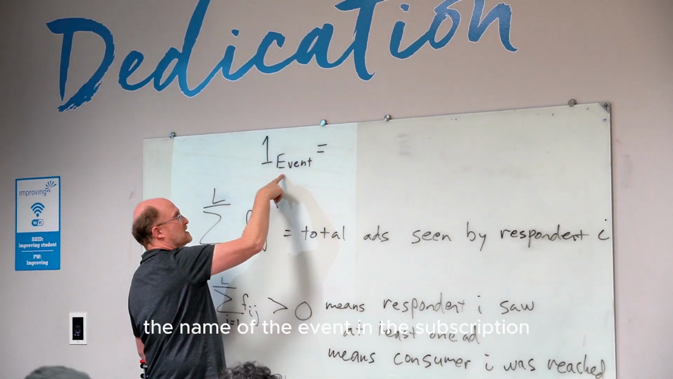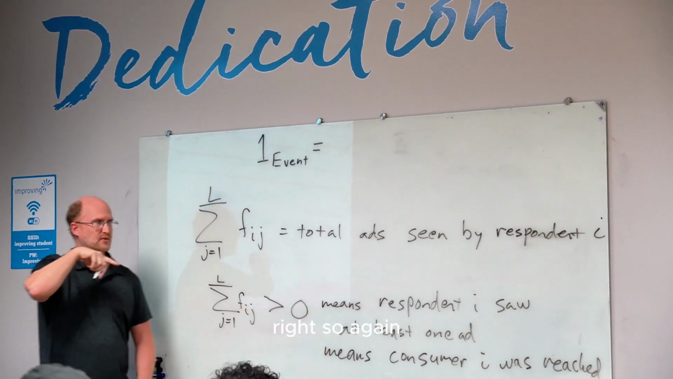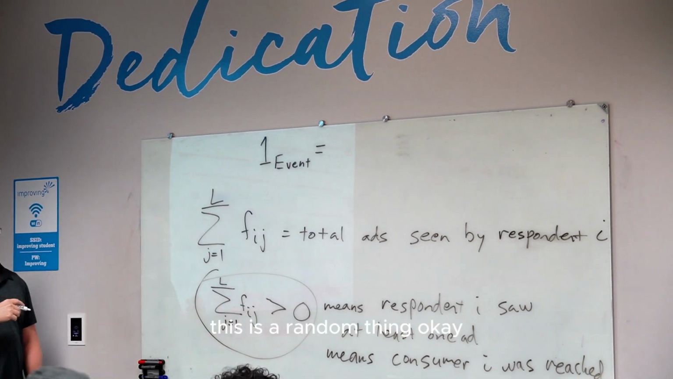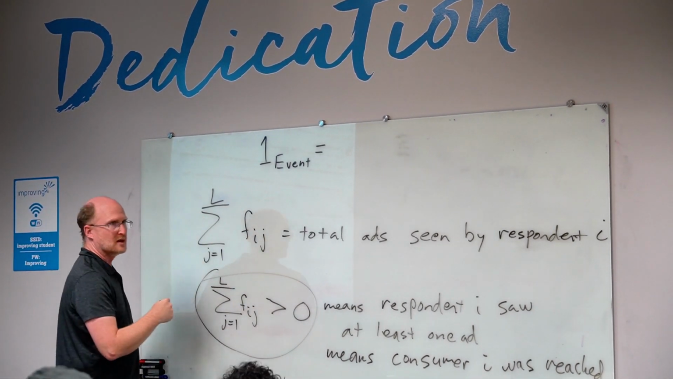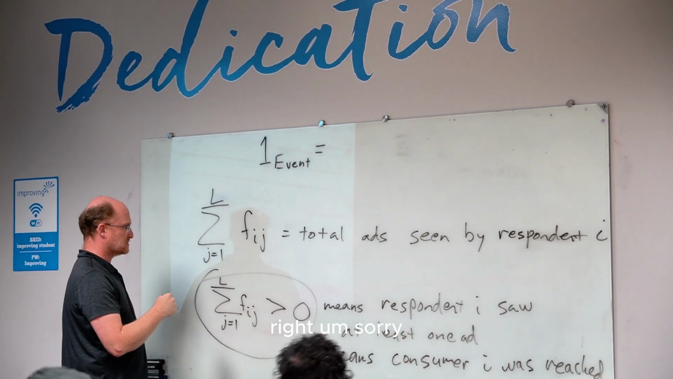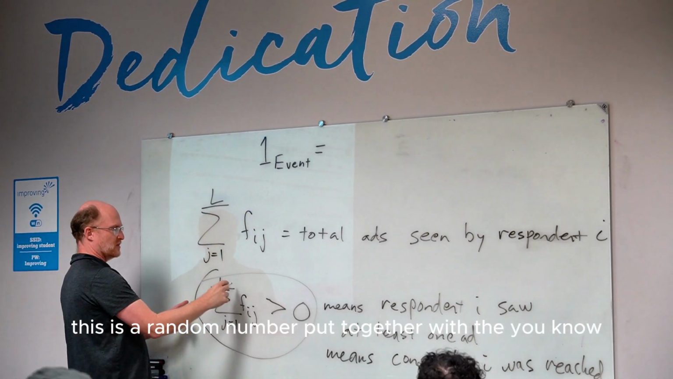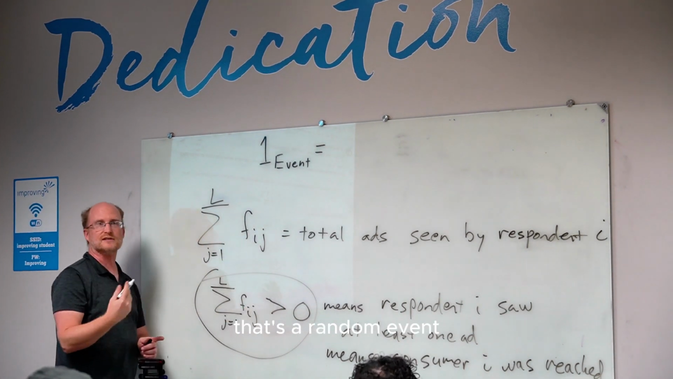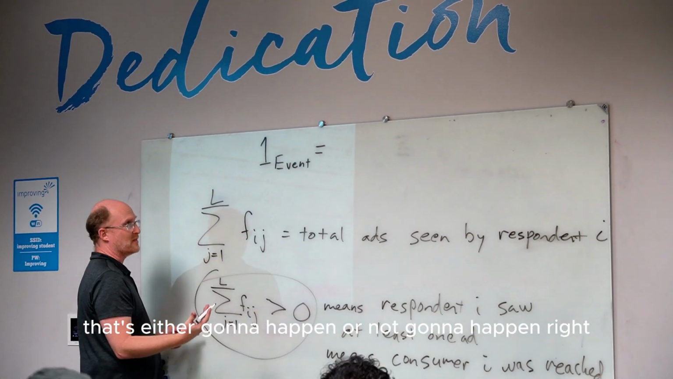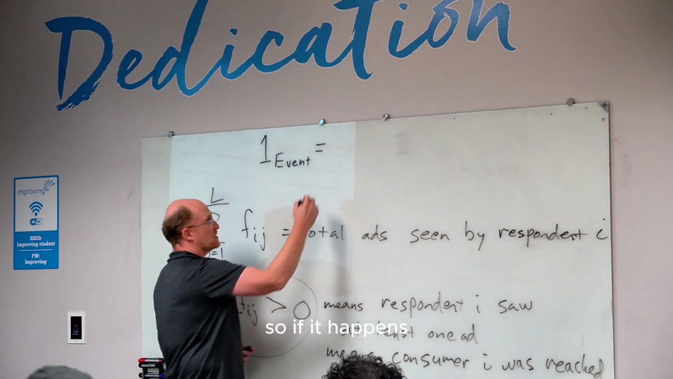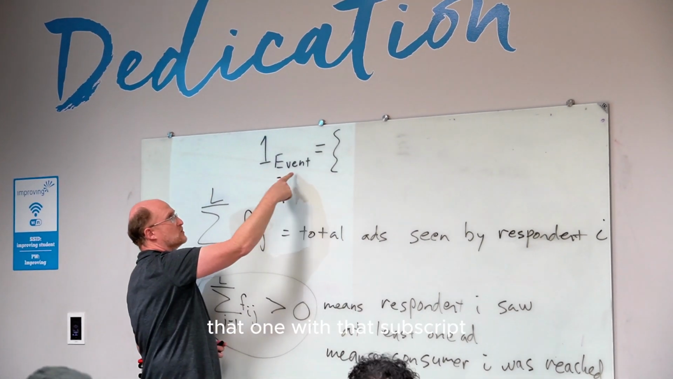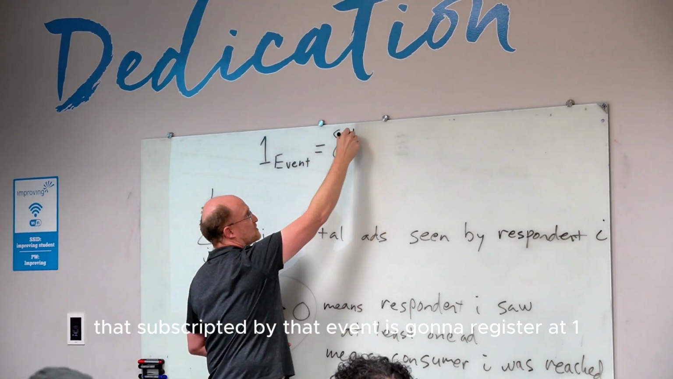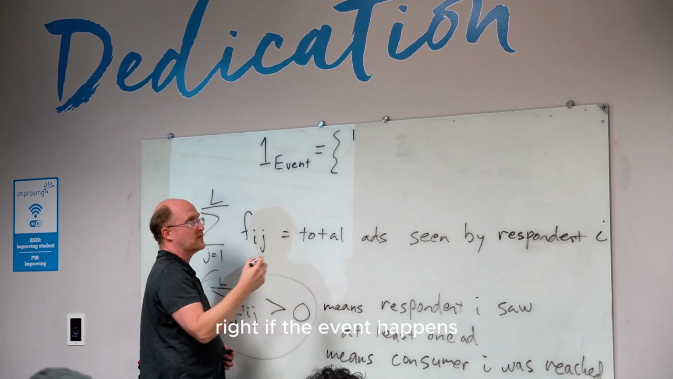then we put the name of the event in the subscript. So again, this is an event, a random thing. This is a random number, together with the statement that it's bigger than 0, that's a random event. That's either going to happen or not going to happen. So if it happens, that 1 subscripted by that event is going to register a 1, if the event happens.